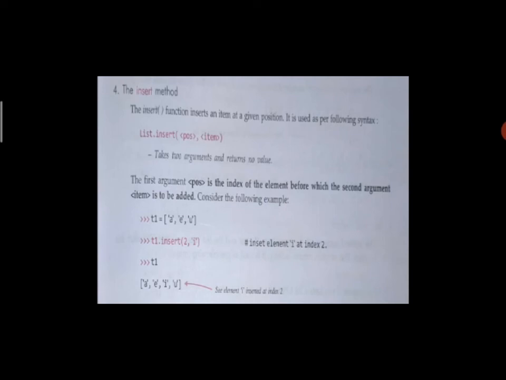So the next is the pop method. The pop method is used to remove a particular value. It takes the position of the value which you want to delete. Now here is the example. Here we define a T1 whose value is this.